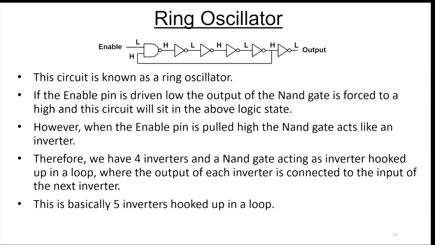So the first oscillator I want to show is a ring oscillator, and we've probably all seen these before. If the enable pin is driven low, the output of the NAND gate is forced high, and this circuit is going to just sit in the logic state shown here. However, if you pull the enable pin high, the NAND gate now starts acting like an inverter. Therefore, we have 4 inverters and a NAND gate acting like an inverter hooked up in a loop, where the output of each inverter is connected to the input of the next inverter. So this is basically 5 inverters hooked up in a loop.